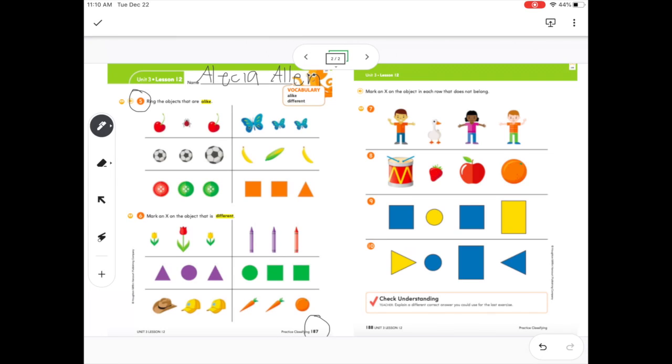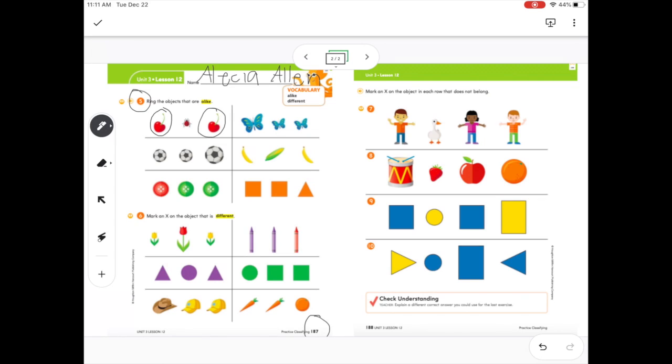So in this first area, I see a cherry, a ladybug, and a cherry. Which two things are the most the same? I'm going to circle the two things that I think are mostly the same, the two cherries. Now let's go down to the soccer balls. I see a small ball, and a big ball.